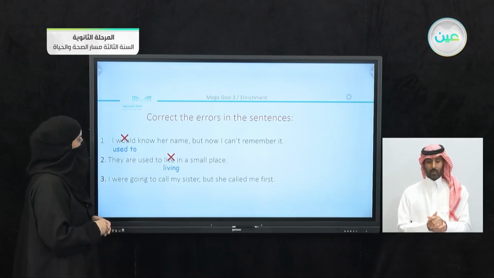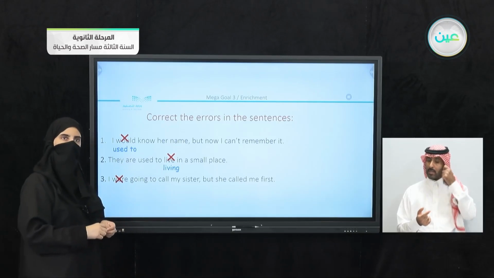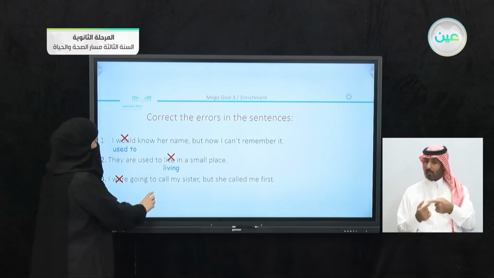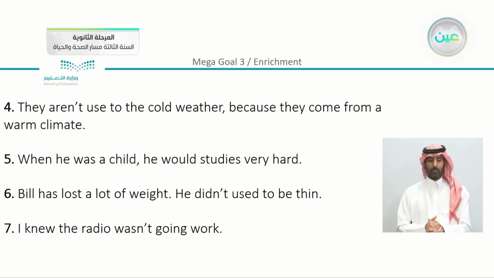I were going to call my sister, but she called me first. Of course, we have here the word were. We're going to replace it with the word was. Moving on, we also can say that they aren't used to the cold weather. Yes, actually we have to add the D because we have verb to be.